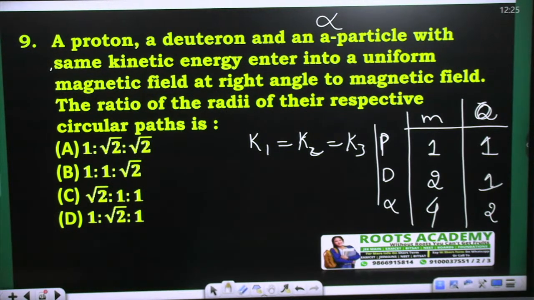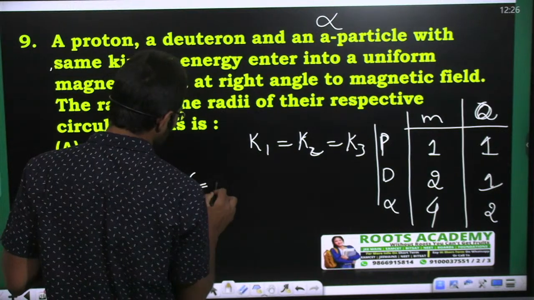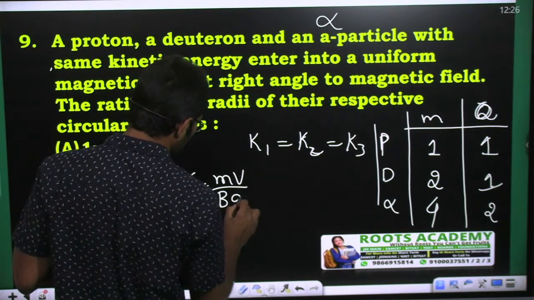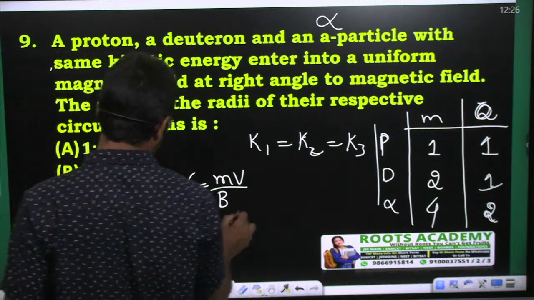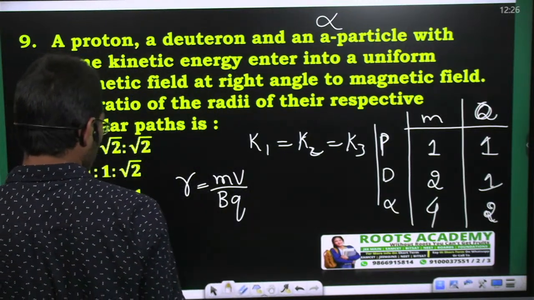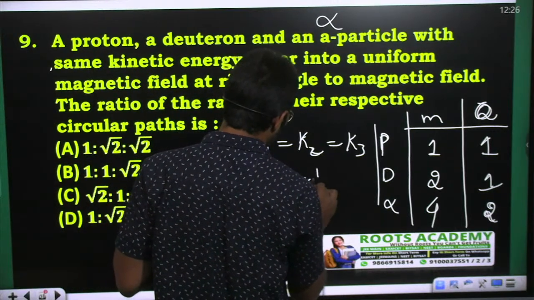So here it is said that the particles have equal kinetic energy. When a charged particle is moving in a magnetic field, what is the radius? Radius is equal to mv by Bq, right? Here it is said that kinetic energy is the same. Kinetic energy is equal to half mv square.